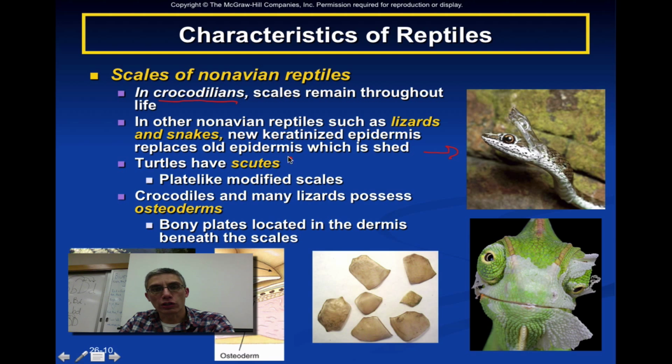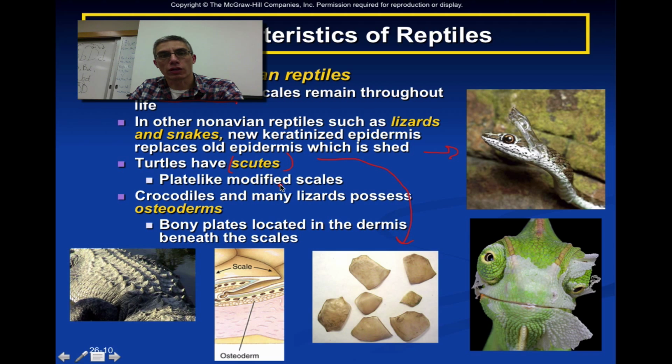Turtles have something called scutes, and down here towards the bottom you can see an example of those scutes. And these are sort of plate-like modified scales. And sometimes if you go to the back of my room and you look at the aquarium with the turtles, you might see some of these scutes on the bottom of the aquarium.